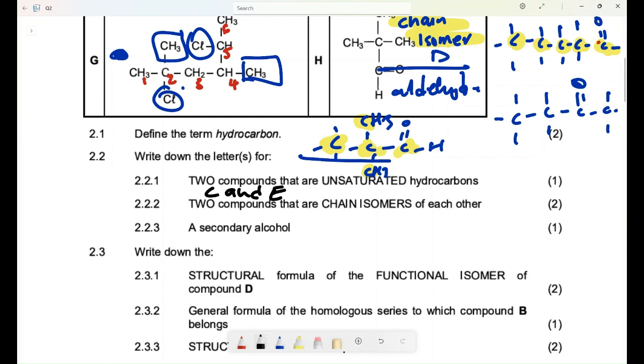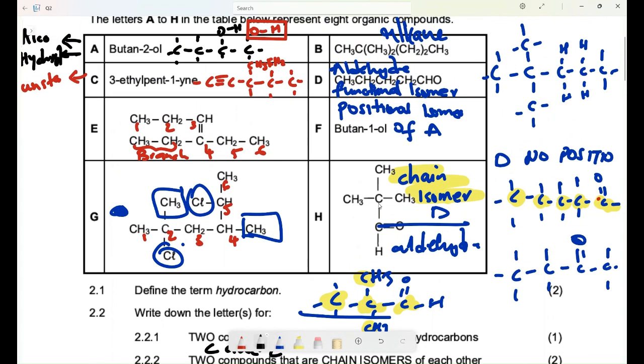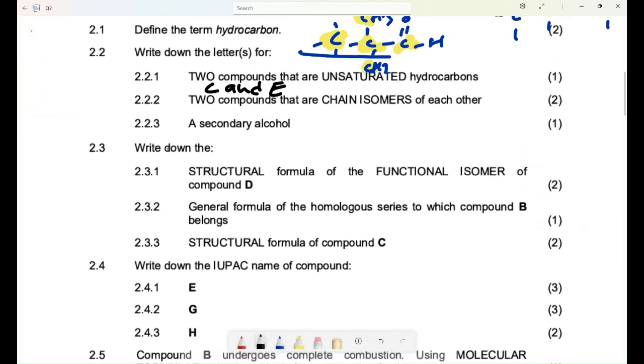Now 2.2.2 says two compounds that are chain isomers. Chain isomers, chain isomers. Remember we discussed that chain isomer. I said H is a chain isomer of D. Okay, so D and H are chain isomers. Can you see now this is helping? D and H are chain isomers.